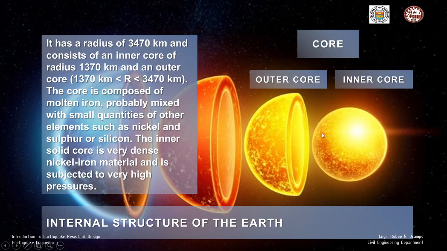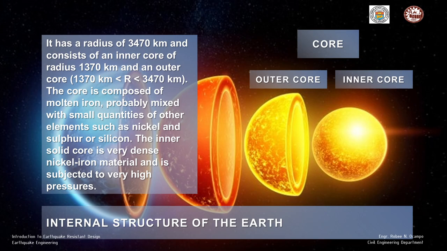And lastly, you have the core of the Earth. Like the mantle, it also has two sub-layers, the outer core and the inner core. The core has a radius of 3,470 kilometers and consists of an inner core with a radius of 1,370 kilometers and an outer core of greater than 1,370 kilometers but less than 3,470 kilometers. The core is composed of molten iron, probably mixed with small quantities of other elements such as nickel and sulfur or silicon.